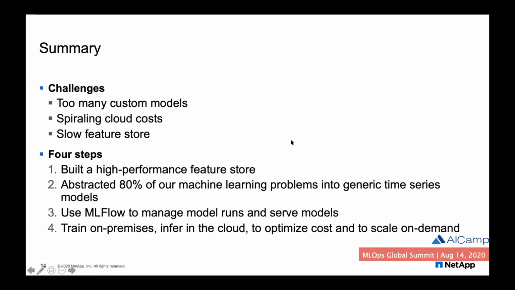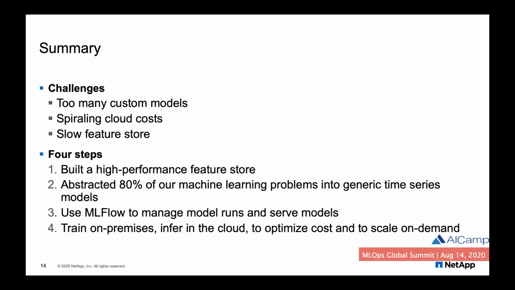So in summary, we had 4 challenges with what we were doing with machine learning. We had too many custom models, lots of interesting projects, but way too many models. Our cloud costs were spiraling out of control. And we had a really slow feature store that slowed down the pace with which we could do some prototyping ahead of time. So we took 4 steps.